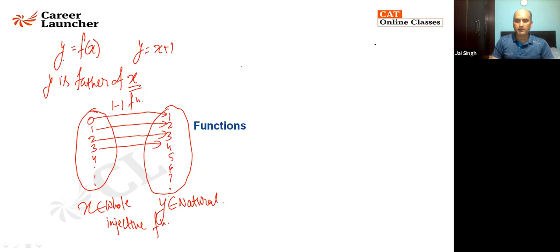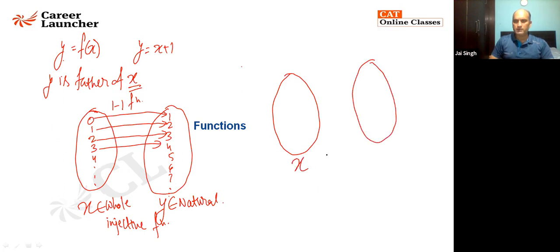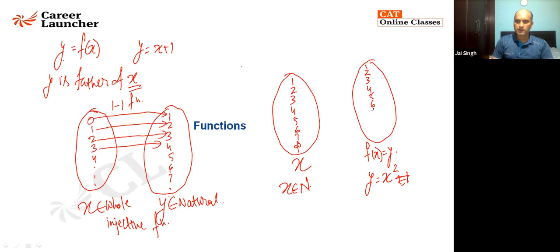Let's take up another case. I'll write these are two sets of values: one is x and second is f(x), which is known as y. I'll say x belongs to the natural numbers. Y is x square plus 1, or x square only. Say x square: 1, 2, 3, 4, 5, 6, 7, 8, 9. And here it is 1, 2, 3, 4, 5, 6, 7, 8. This is also y belonging to the natural numbers.